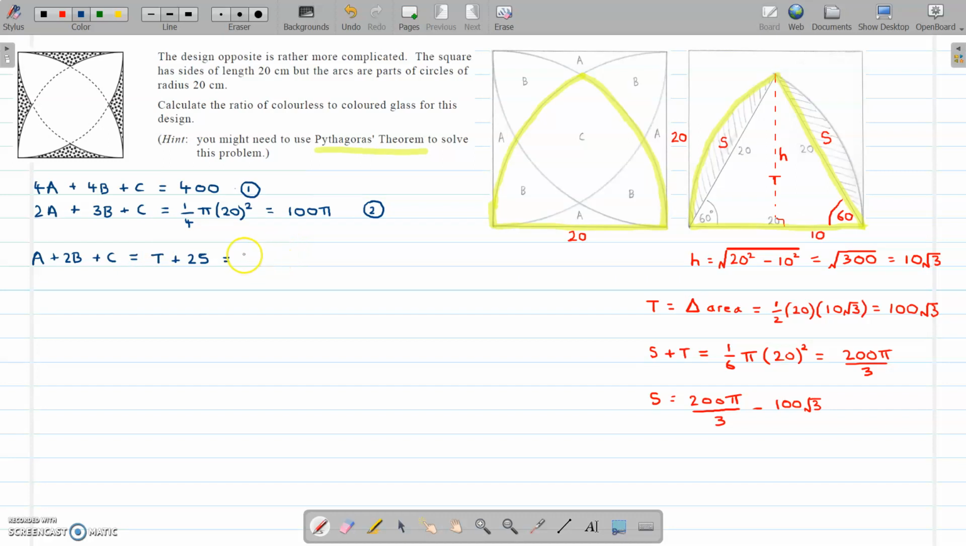So T is 100 root 3, that's here. Now S is that, but I've got two of them, because I've got this S here and this S here. So that is 200 pi over 3 minus 100 root 3 times 2. So in fact it's going to be 400 pi over 3, just doubling each term, minus 200 root 3.